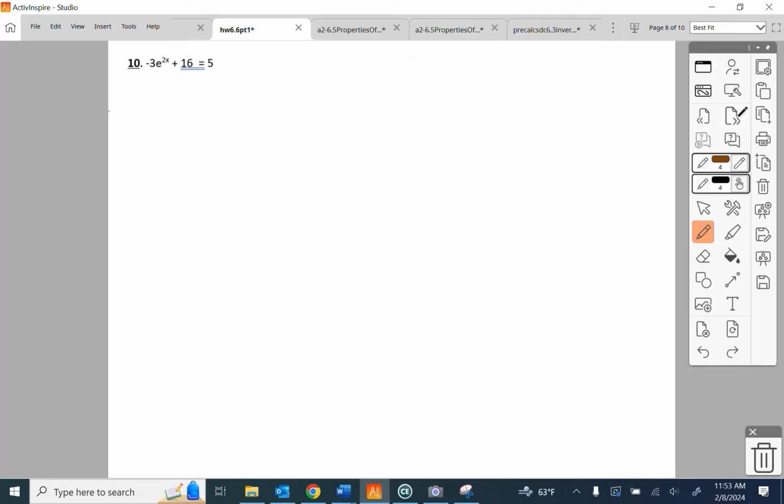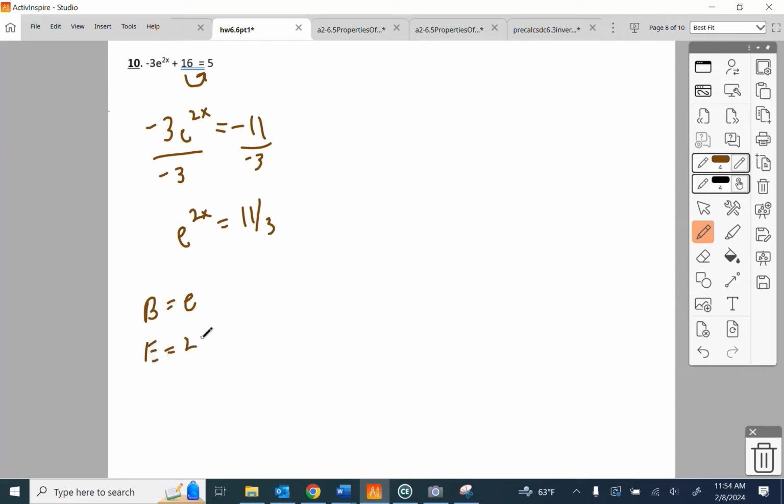Number 10. I'm going to do kind of the same thing here. I'm going to do these baby steps. 5 minus 16 is negative 11. Divide out the negative 3. So e to the 2x is 11 thirds. I would not convert that into a decimal because it'd be a repeating decimal. I'm going to identify my base. My base is e. Its exponent is, oddly enough, 2x. And the answer to this particular equation is 11 thirds.